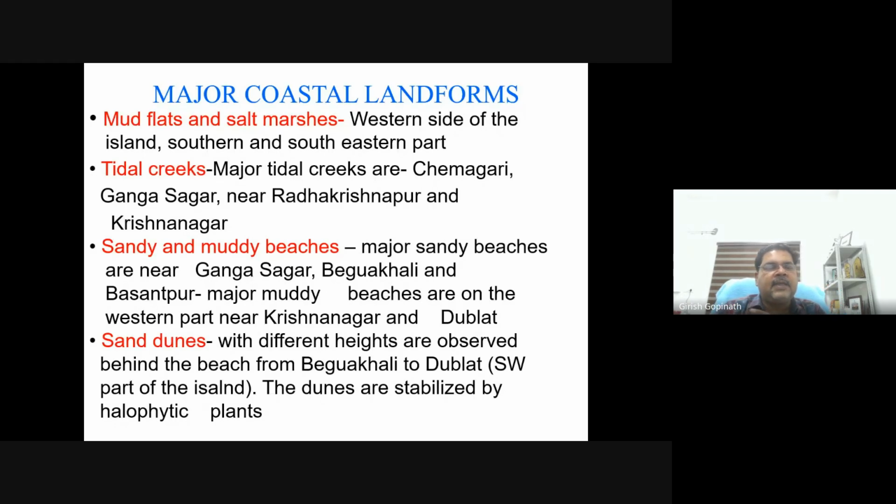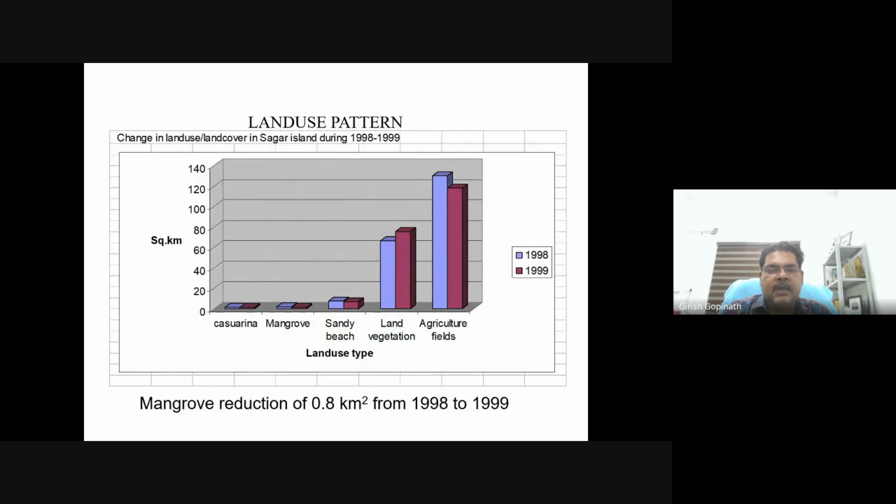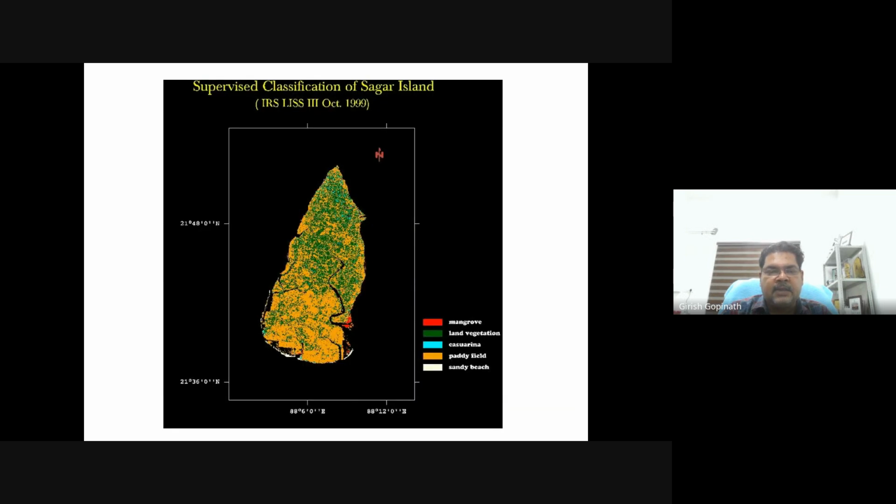Sagar Island is famous for Kapilmuni Ashram and a lot of things. There's a beach festival, and you get red crabs like that. It is very beautiful; we stayed more than 1 month on this island. On one side it is the Hooghly River, on another side the Muriganga River. These are the patterns we derived, because you can see there is a lot of casuarina. Other than mangroves, you are getting casuarina plantation, sandy beaches, and vegetation like this.